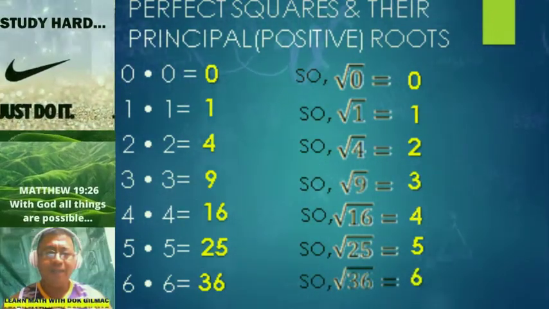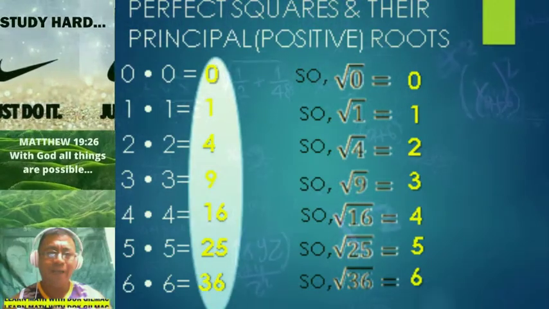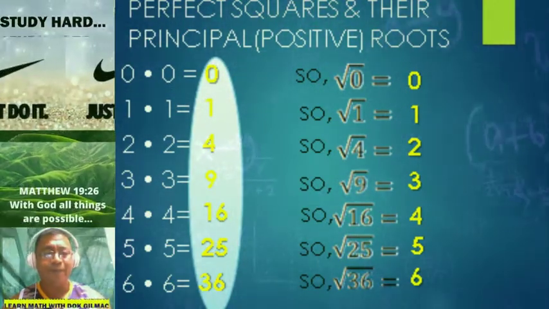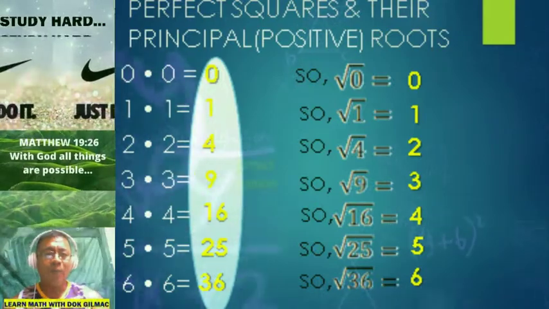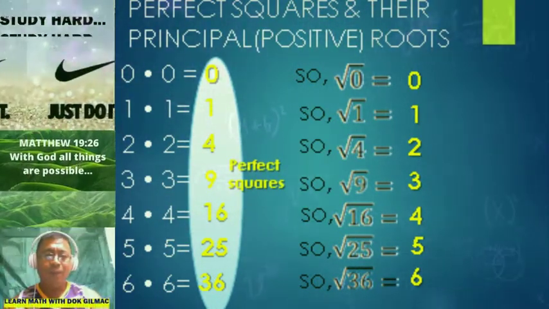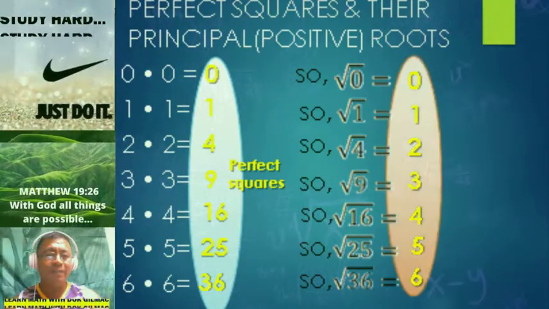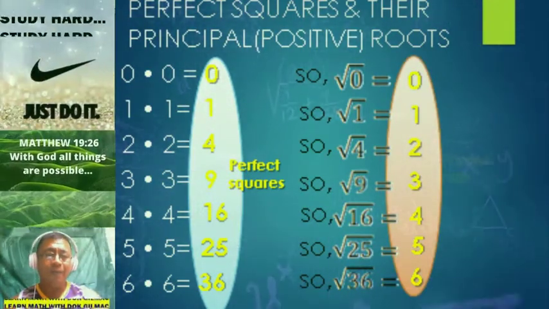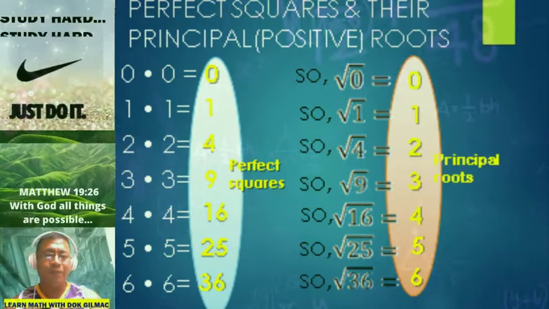Take note, class, 0, 1, 4, 9, 16, 25, and 36 are what we call perfect squares. 0, 1, 2, 3, 4, 5, 6 are what we call the principal positive roots.